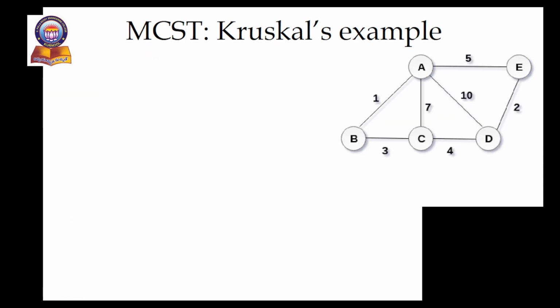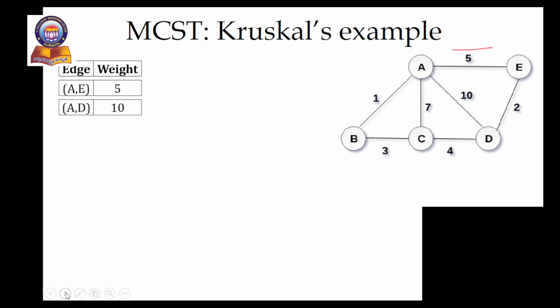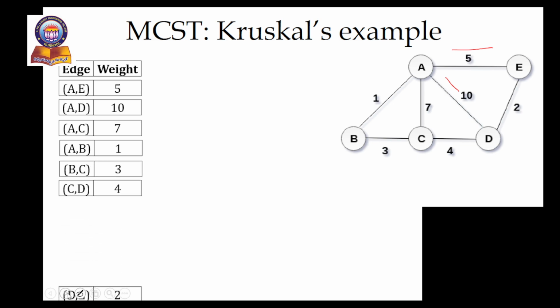So the same thing you can observe here, edge and similarly weight. That is A to E with the edge cost equal to 5, and similarly A to D with the edge cost equal to 10. I'm denoting all the edges which are being connected. That is A to C with the edge cost 7, and similarly A to B with the edge cost 1, B to C 3, and similarly C to D 4, and D to E with the edge cost equal to 2.